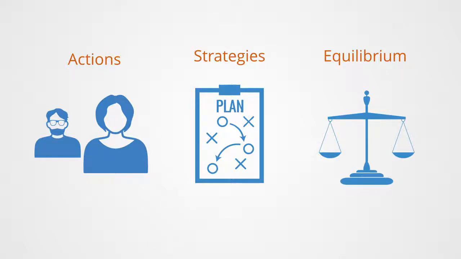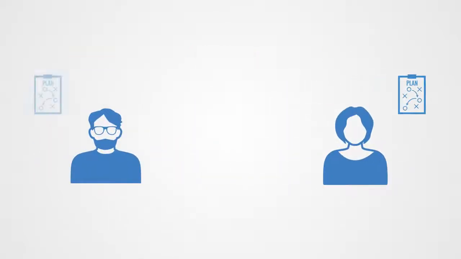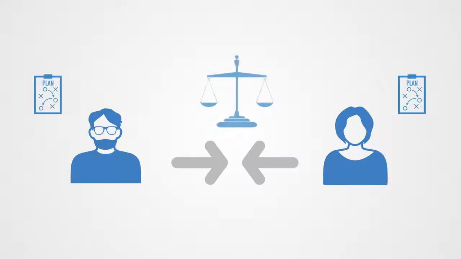Given these assumptions, both players should search for a strategy that optimizes their payoff, and where these strategies of the players interact, we should have a stable outcome to the game, and we should also be able to predict this outcome.